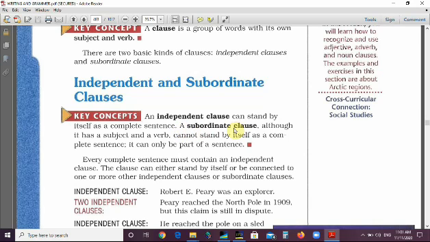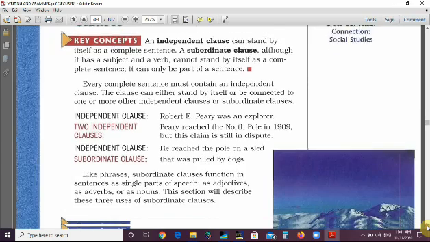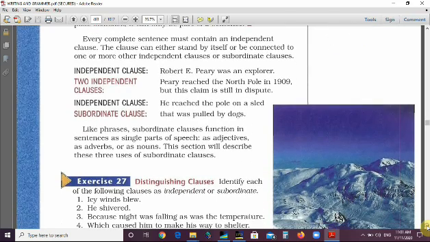But a subordinate clause, although it has a subject and a verb, we said that any clause must include a subject and a verb. The subordinate clause has a subject and a verb, but it cannot stand by itself as a complete sentence. It can only be part of a sentence. It depends on an independent clause. This is why we call it subordinate or dependent. Every complete sentence must contain an independent clause. The clause can either stand by itself or be connected to one or more other independent clauses or subordinate clauses.